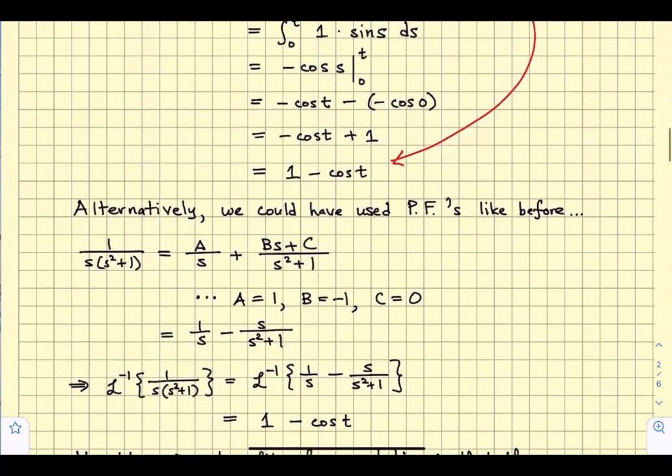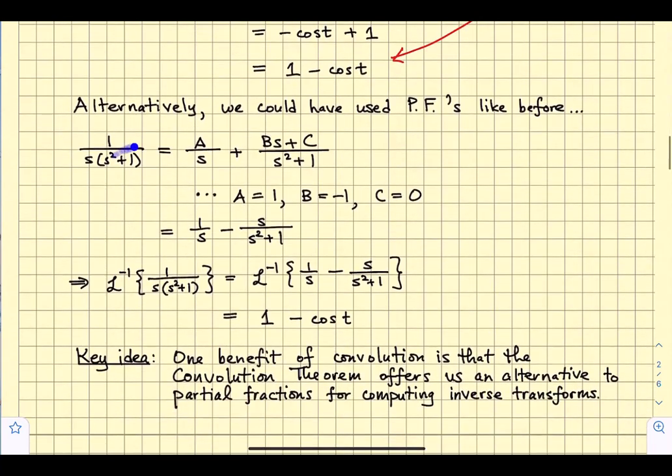Okay, so here is the details of doing this convolution. Instead of using the convolution approach, you could have used a partial fraction decomposition approach. We know how to do this, and this is just showing you that the convolution theorem can offer us a different methodology than the partial fraction decomposition.